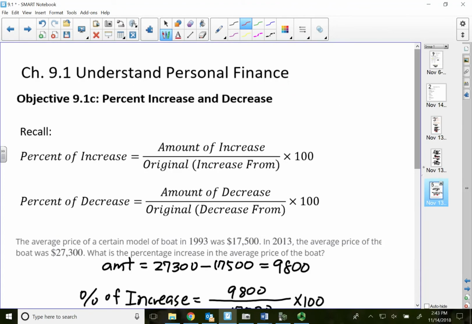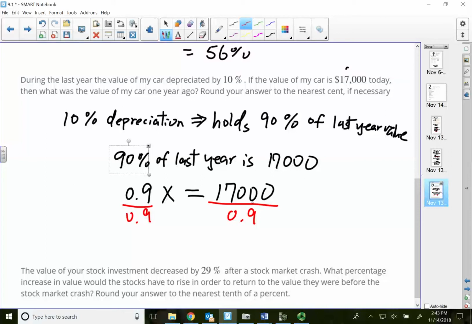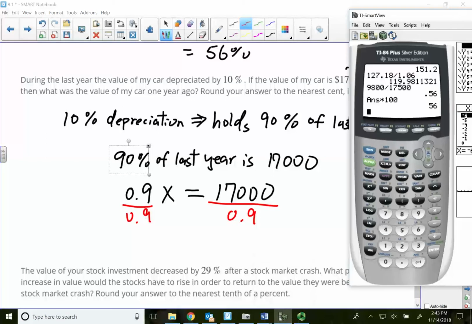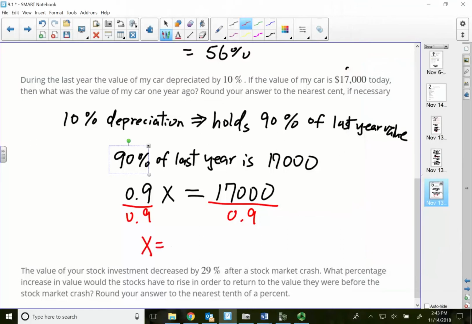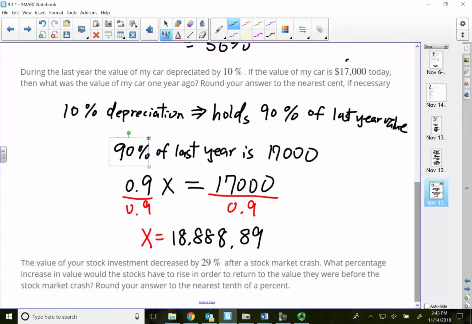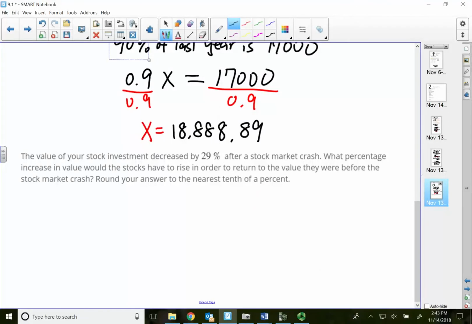Still holds 90% of the value from last year. So 17,000 divided by 0.9. My last year value was $18,888, and rounded to the nearest cents, that would be 0.89. Now this problem on your homework is very strange. It says the value of a stock investment decreased by 90% after the stock market crash.